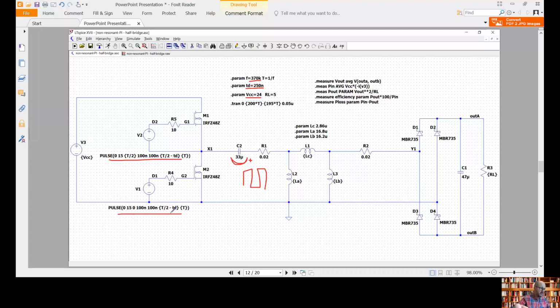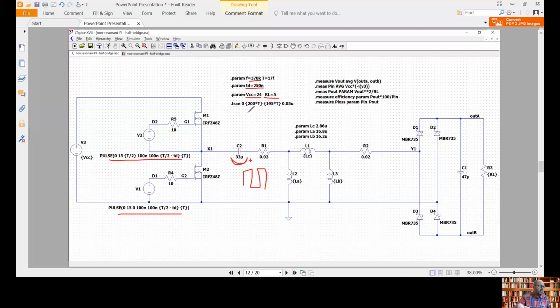Okay, so we are including here the delay time, the dead time between the both pulses. We also have the series resistance of the inductors, and we have the full bridge rectifier here at the output using Schottky diodes, and then the filter capacitor and the load resistance. In our case, the load resistance is 5 ohms.